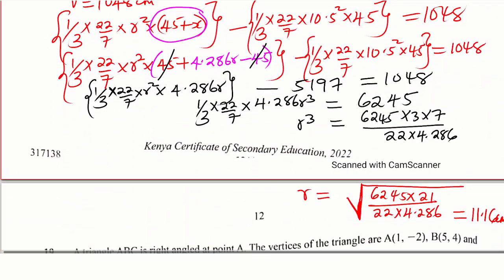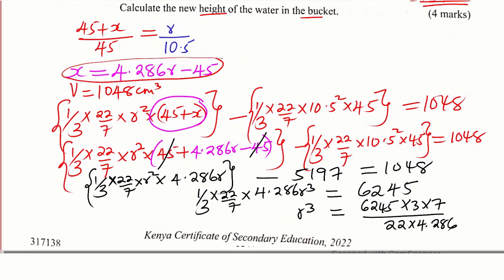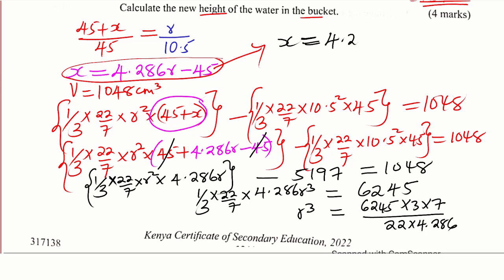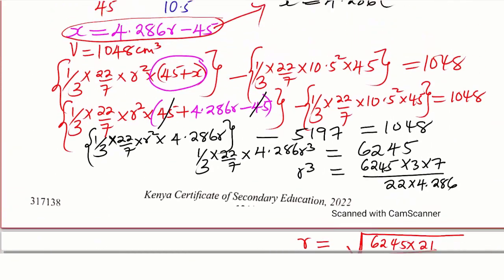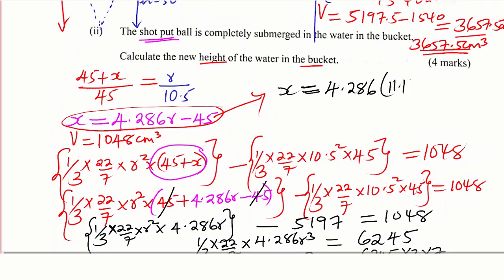So to get that height, remember this expression. Here we got that x is equal to 4.286 r minus 45, and r we got as 11.16. So therefore x will be given by 2.832.